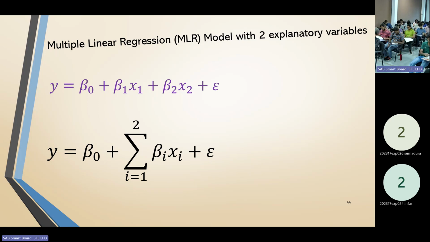To get the values of the regression coefficients, we have to get the system of normal equations.